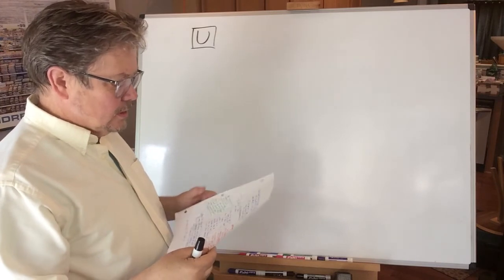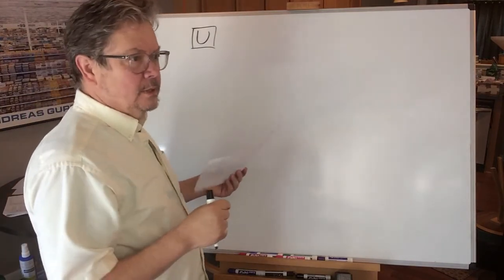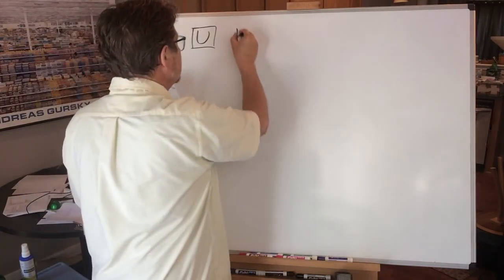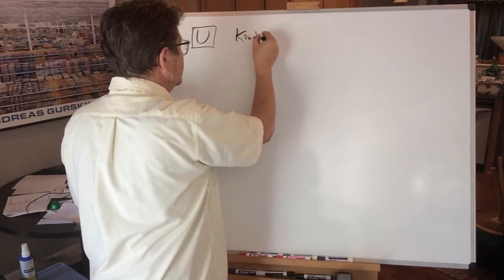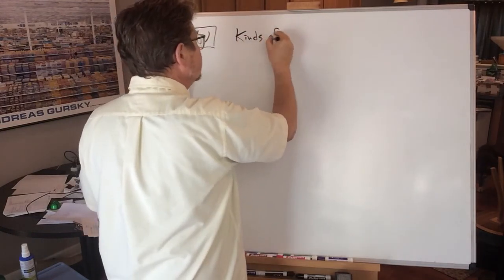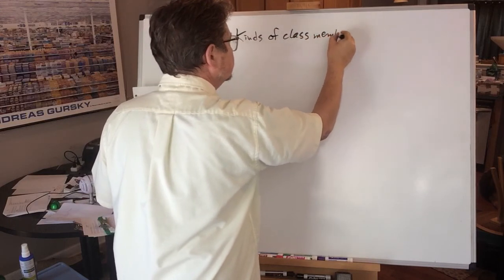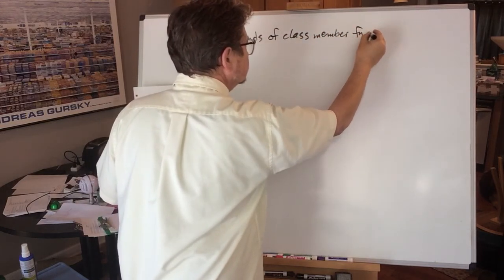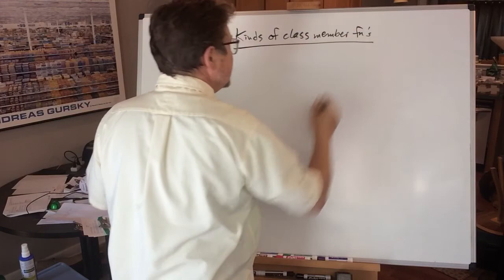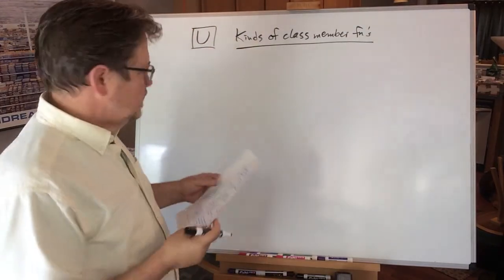Video U is about kinds of class member functions. I'm going to call it kinds, because we've already got types flying around all over the place, don't we? How many kinds can there be? Well, not a whole lot, but a few, and we need to talk about them.